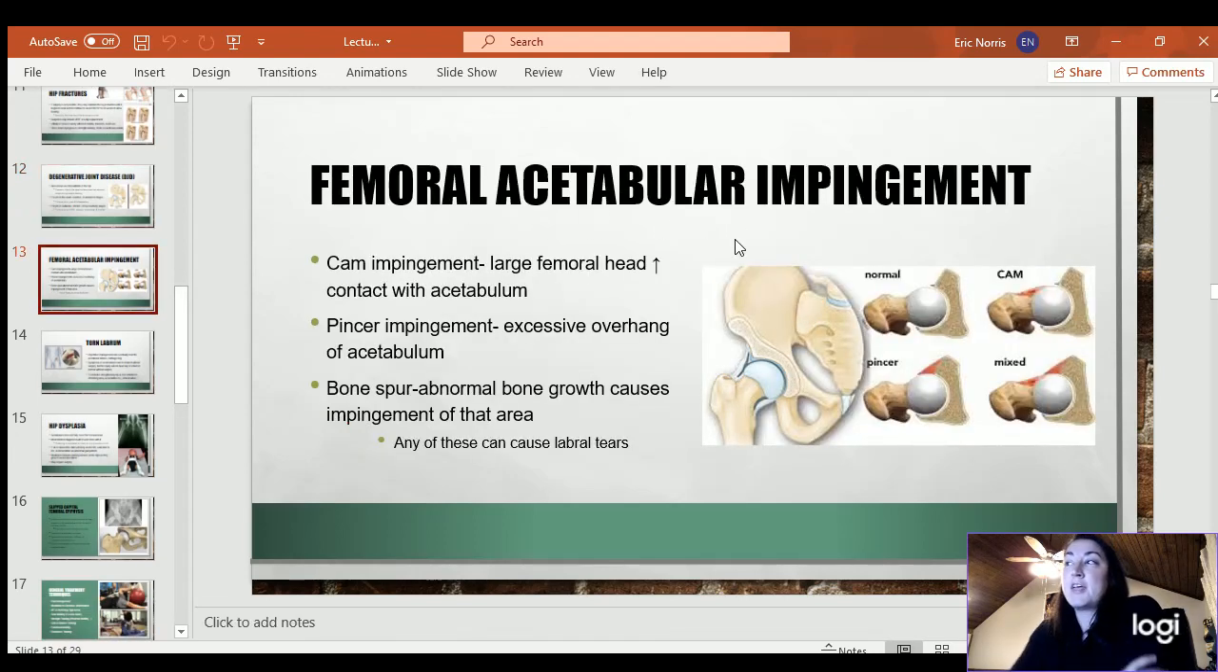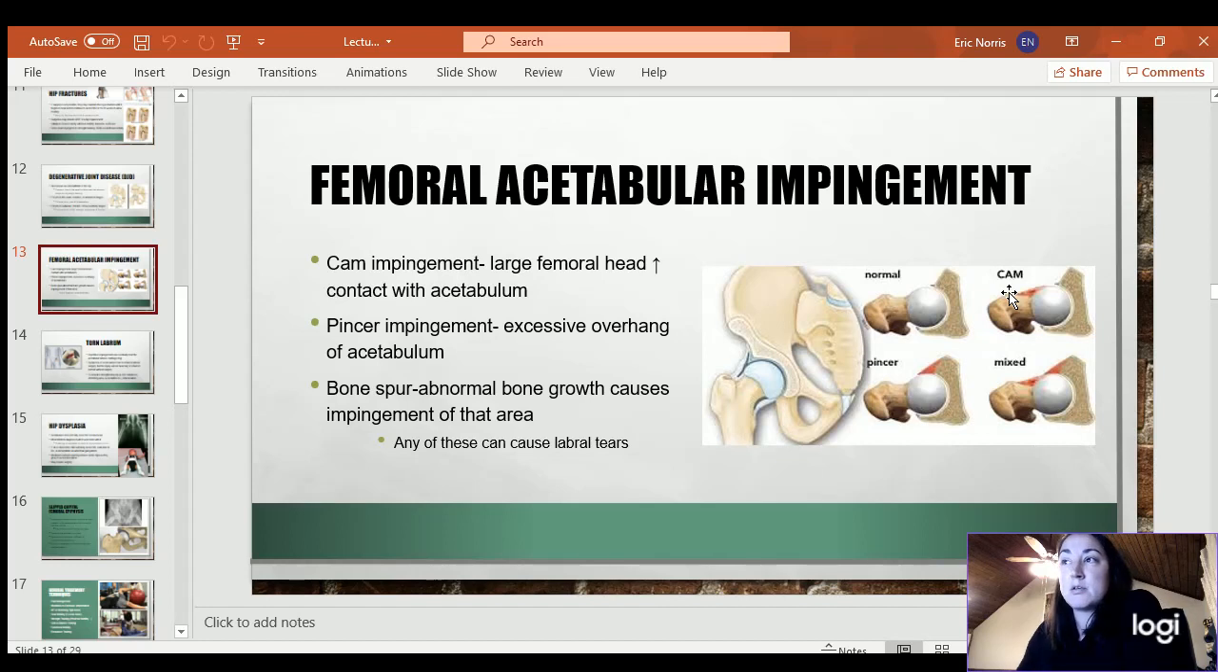Okay, so with a femoral acetabular impingement, there are several different types of impingement that can happen in the hip. With cam impingement, the femoral head is large, so it increases the contact with the acetabulum. The femoral head in itself is too large. It has additional bone formation right here, or is larger in size than the acetabulum, so it's in contact as you're moving with the acetabulum. So it's causing impingement with movement.